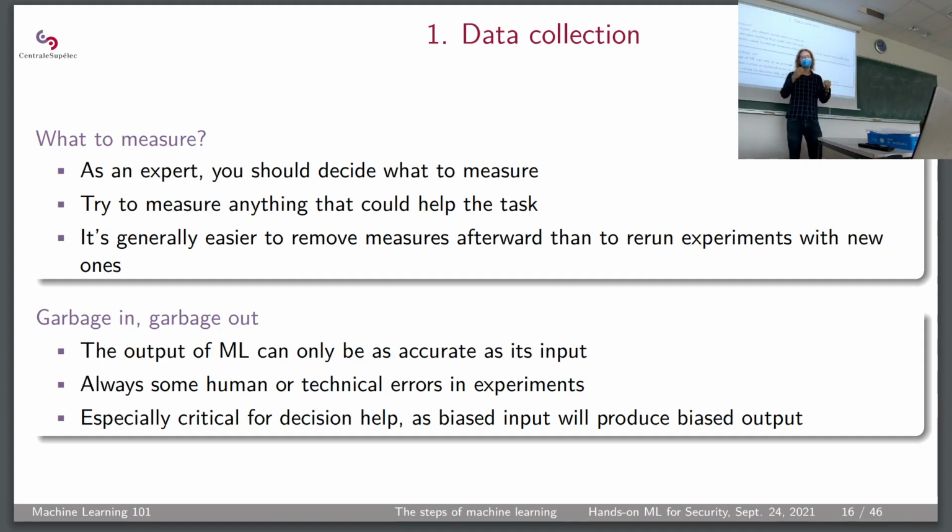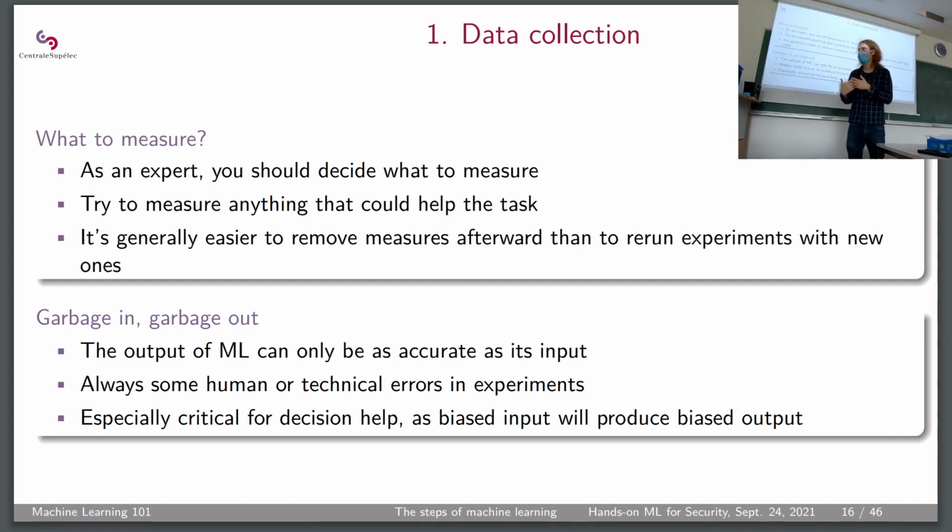Because if it is based on previous decisions, and there was some bias in the previous decisions, it will once again be biased itself, because you just try to repeat what was previously done. So be careful of biased data. It will produce a biased output.